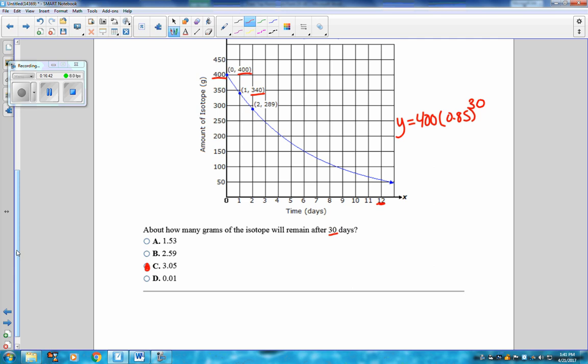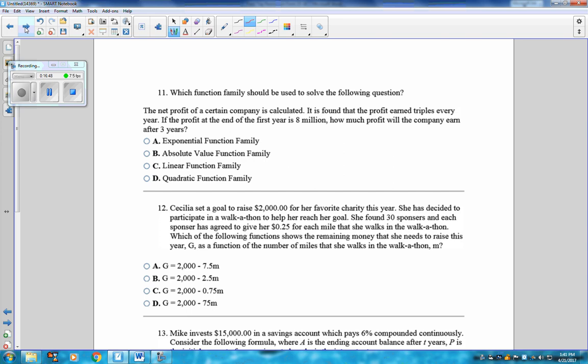Problem 11 says, which function family should be used for the following question? The net profit of a certain company is calculated. It is found that the profit earned triples every year. If the profit at the end of the first year is 8 million, how much profit will the company earn after 3 years? So if it triples every year, that means that the difference is going to change every year.